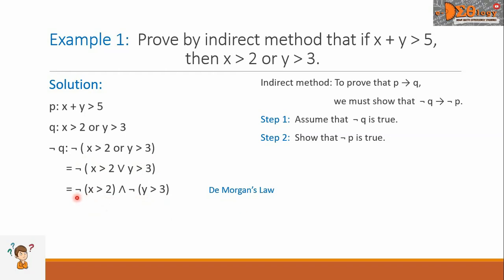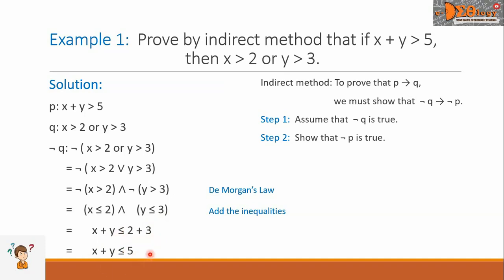When we simplify this negation of x is greater than 2, that is equivalent to x is less than or equal to 2. And then we write the symbol AND. Now, this expression, negation of y is greater than 3, is equivalent to y is less than or equal to 3. Now, let us add the two inequalities. The x and y added together, so we have x plus y less than or equal to 2 plus 3. The 2 plus 3 becomes 5.